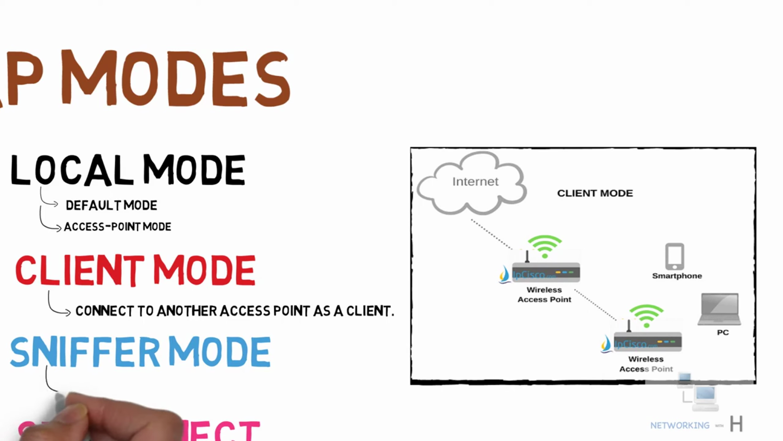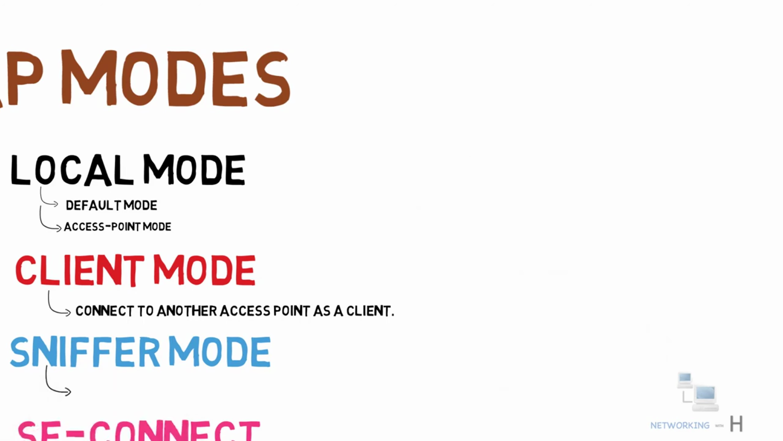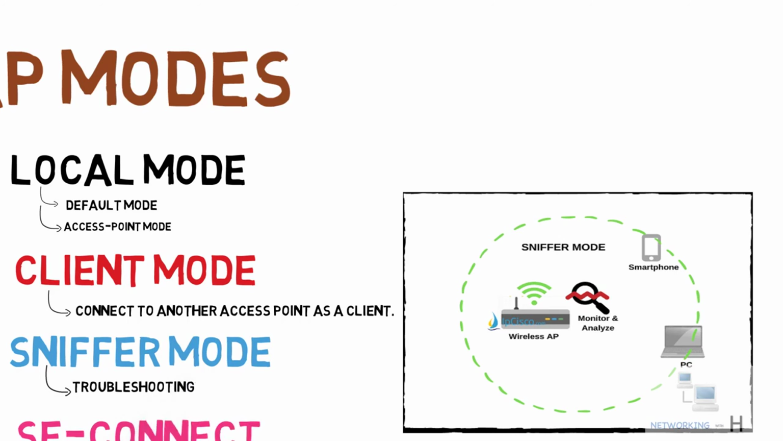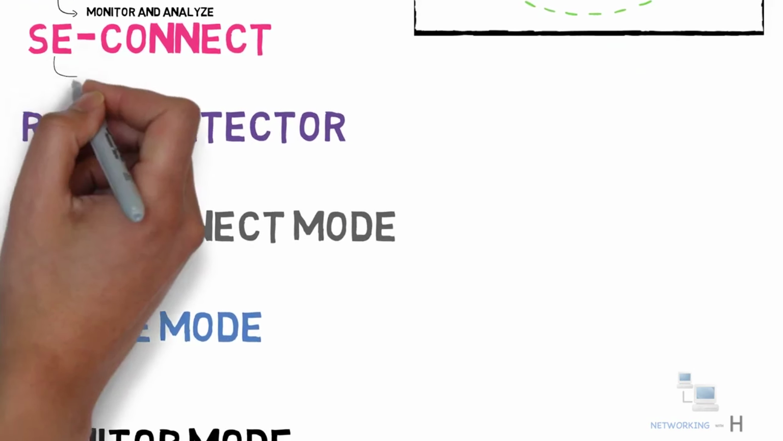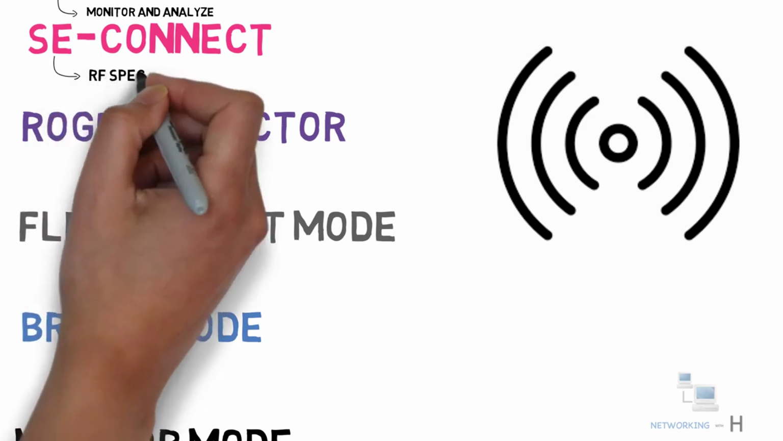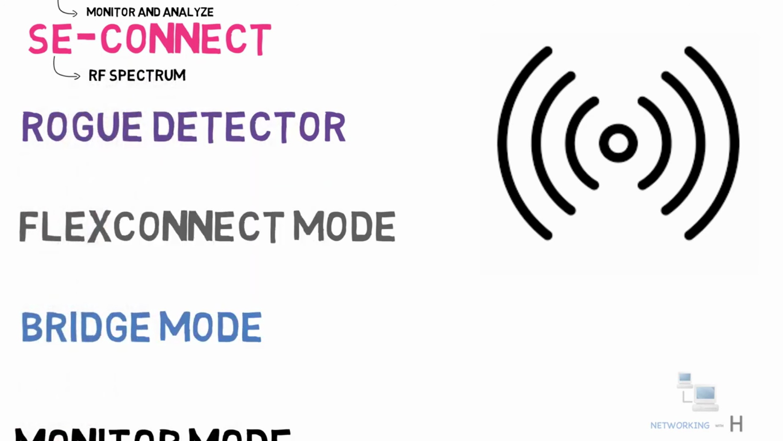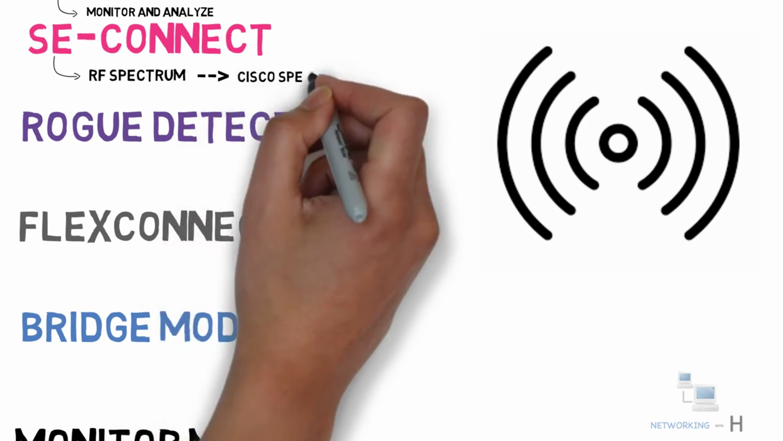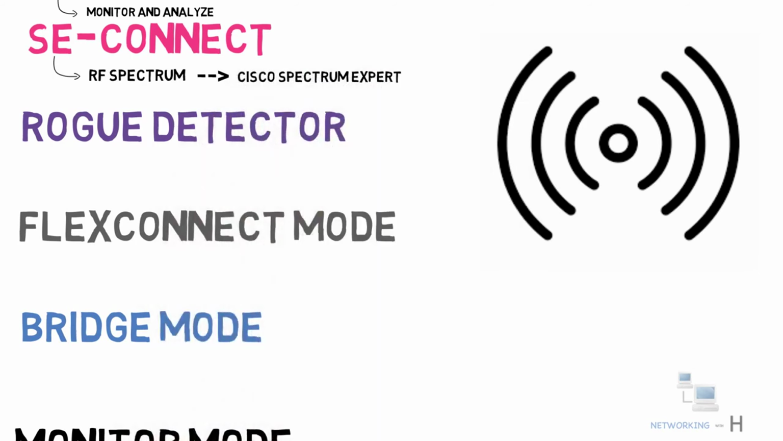Then we have sniffer mode. Sniffer mode is used for troubleshooting activities, to monitor and analyze the wireless traffic with various tools like Wireshark. It is a passive monitoring mode. The next mode we have is SE Connect mode, also known as Spectrum Expert Connect mode. In this mode, you can collect information about the RF spectrum of your wireless connection by connecting Cisco Spectrum Expert. Do keep in mind, a wireless access point operating in SE Connect mode will not be broadcasting an SSID and does not service any WLAN clients. This mode is strictly used for troubleshooting purposes.